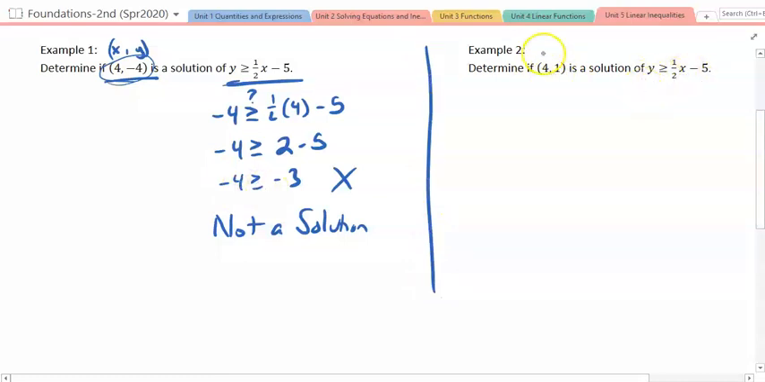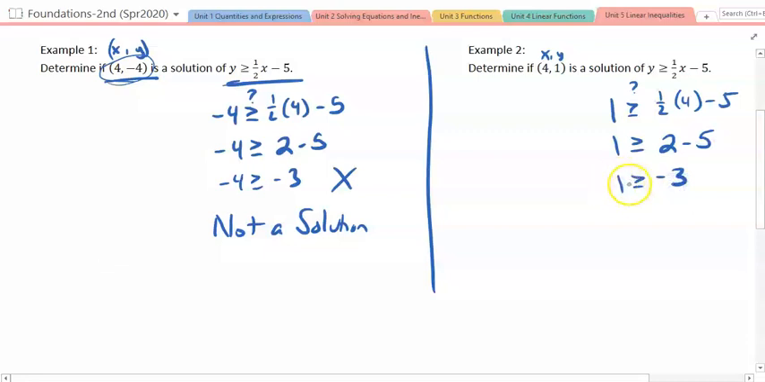So now I'm going to substitute this in. Remember, x and y, right? So 1, is that greater than or equal to 1/2 times the 4 minus 5? Well, 1 greater than or equal to, half of 4 is 2 again, minus the 5. And is 1 greater than or equal to negative 3? A positive number will always be greater than a negative, so this checks out. So yes, it is a solution.